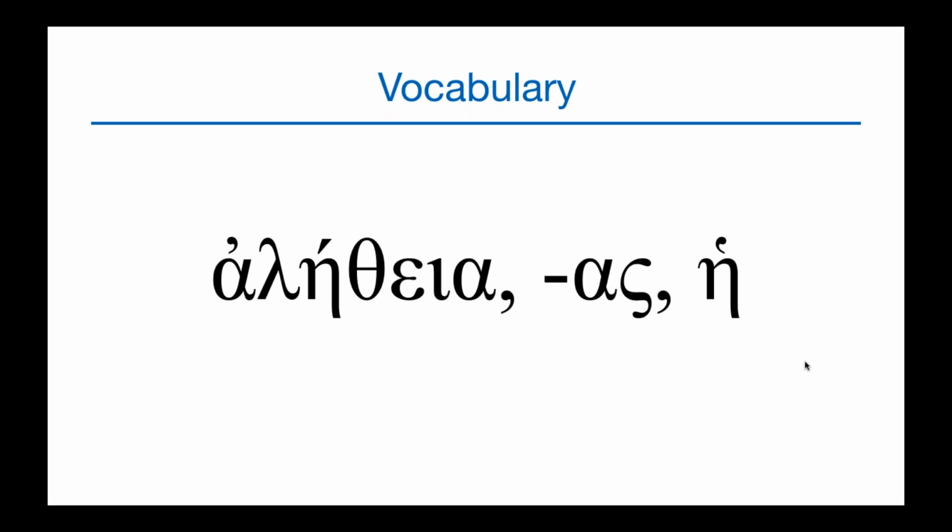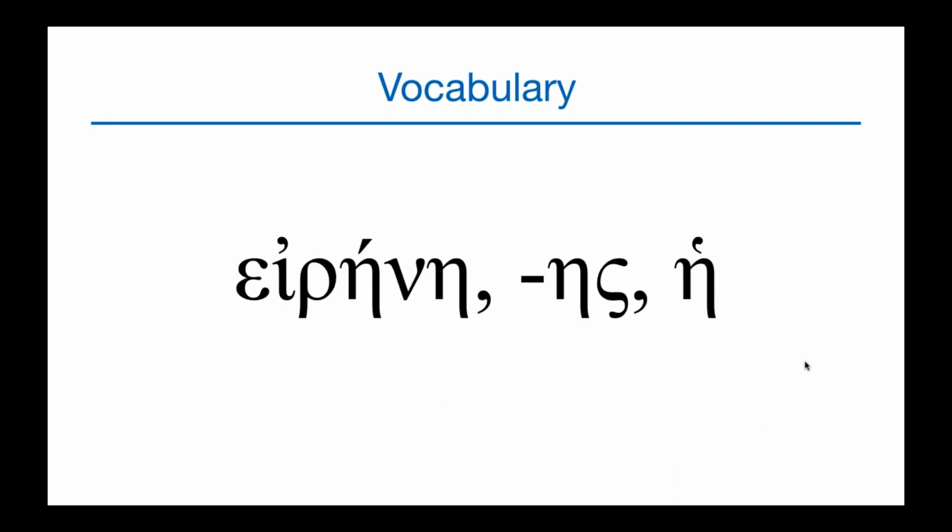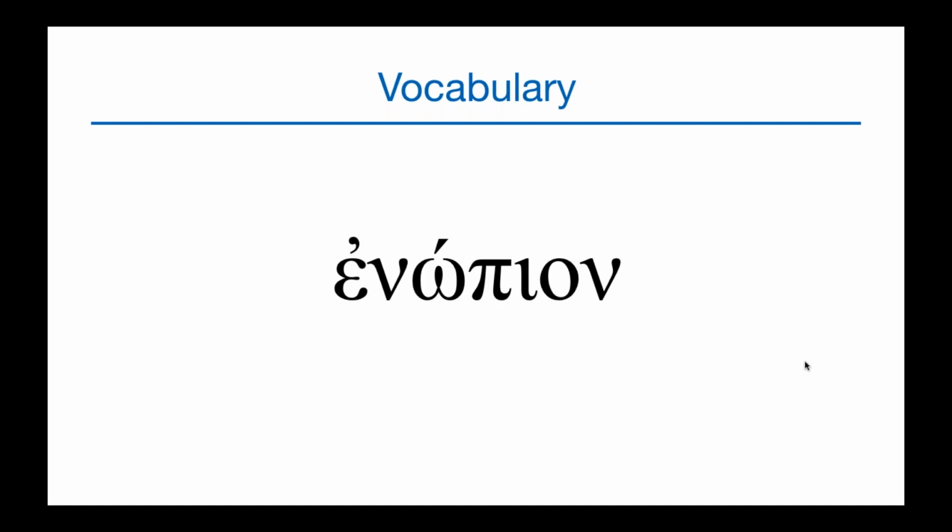Aletheia means truth. Eirene. Eirene means peace. Enopion. Enopion, you're usually going to see it translated as before. I have seen it translated as therefore in certain cases, but before is the most accepted way to use this.